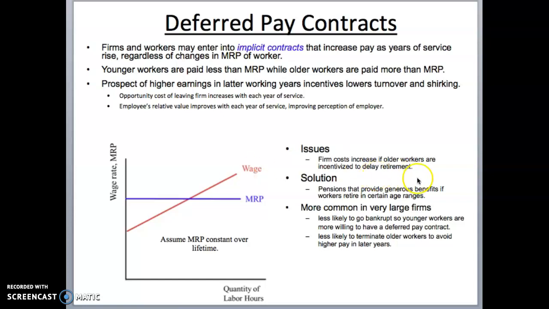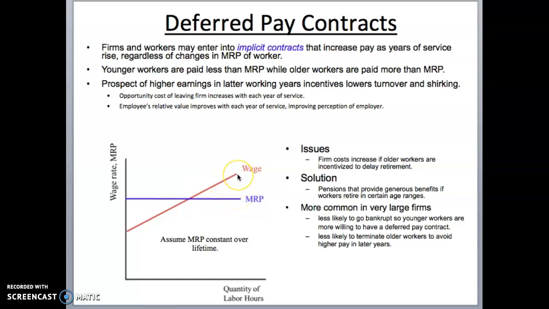There are some issues. Firm costs increase if older workers are incentivized to delay retirement. Once you get past this point here, you're getting a higher wage and it's more than you're actually producing. So this is kind of the comfort zone for the worker. Go to work and get paid more than you're actually adding.